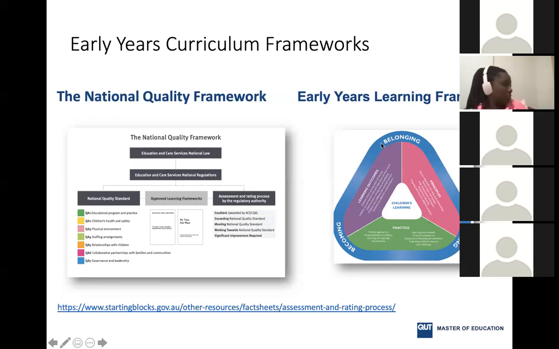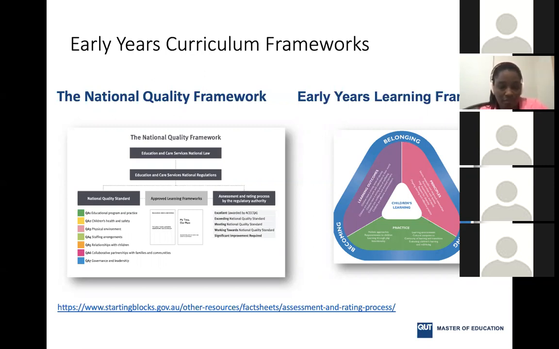Fiona and I have spoken about this. It includes many days of great stress. But it's very important that there is a monitoring system, of course, and for those services that do achieve an exceeding rating, it really shows the dedication that they have to early childhood education and care, to quality care.